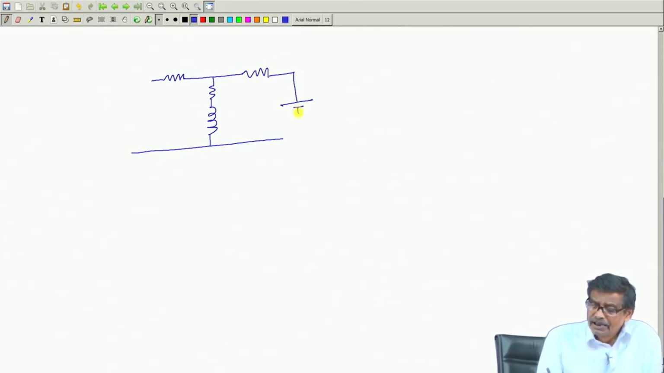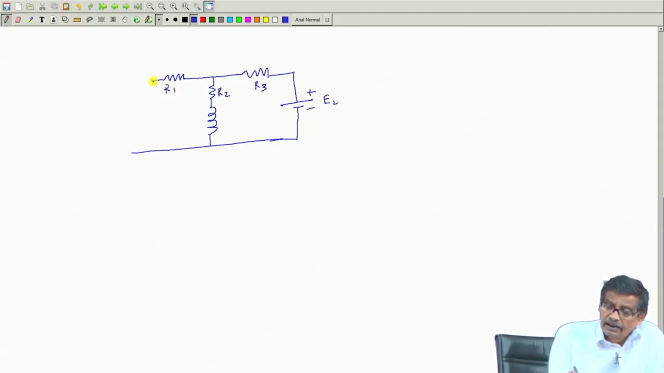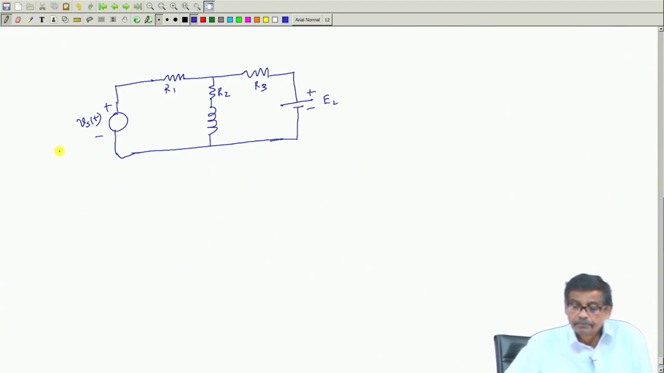So, a circuit may have DC voltage, AC voltage all connected together. There may be time varying voltage also. This is R3, this is R2, this is R1 and here is your supply voltage, plus minus VS(t), time varying. And I want to apply the nodal method.